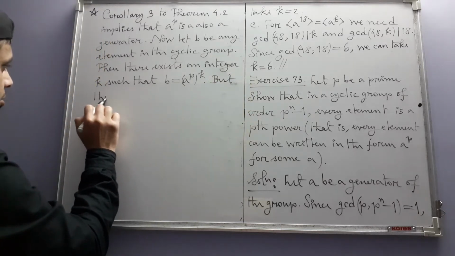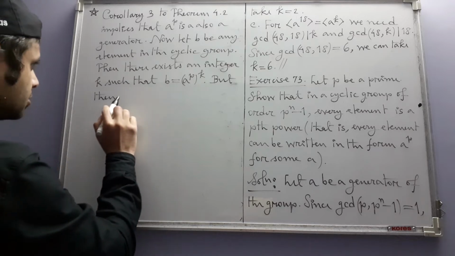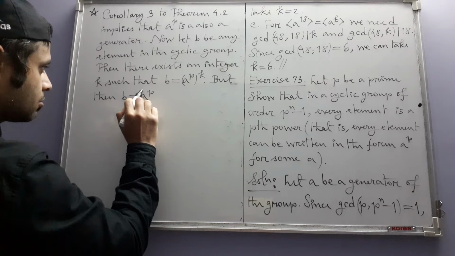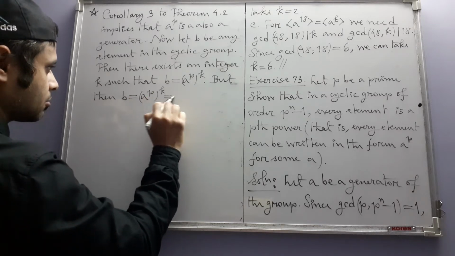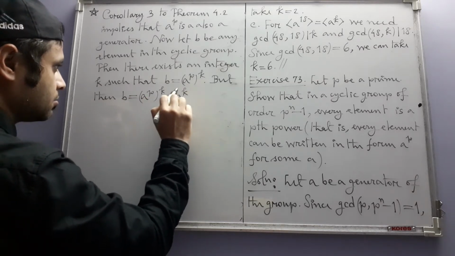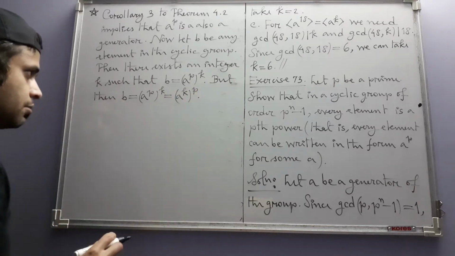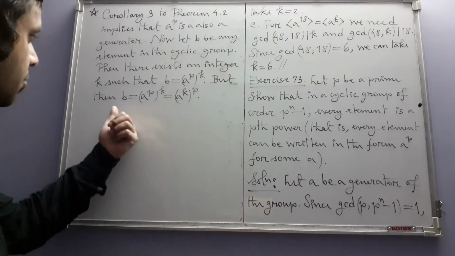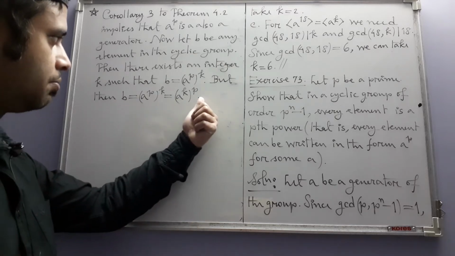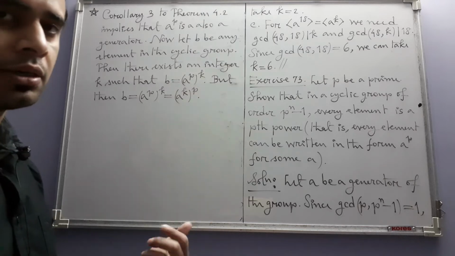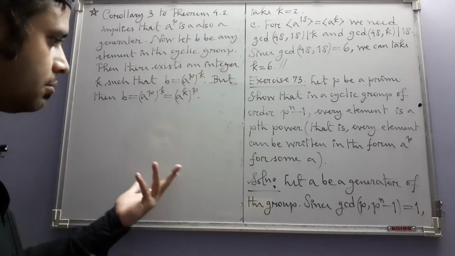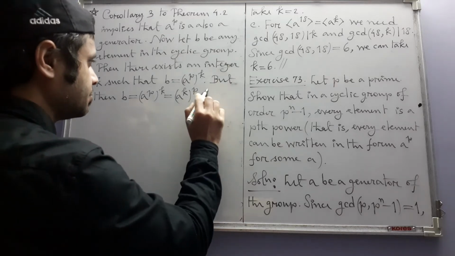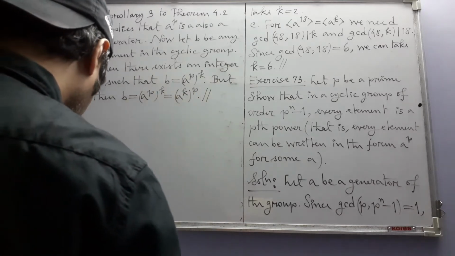But then by using the rules of exponents, b is also equal to this, because a to the power k after all is again an element in the cyclic group. So we have expressed b as the pth power of a to the power k. So that's why every element in the cyclic group is a pth power. So here the solution ends.